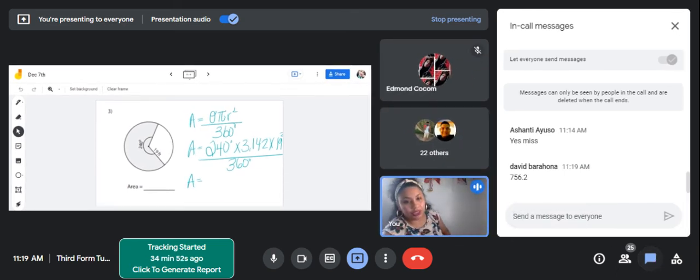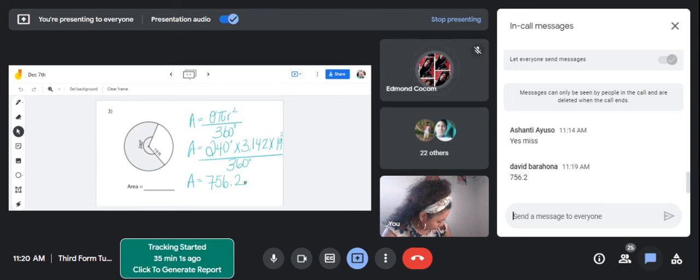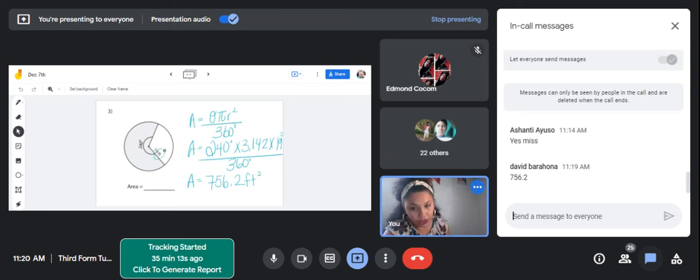Okay, I see one answer in the chat. Anybody else got that same answer? 756.2. Okay, did you guys round off to one decimal place? In this case, it is feet squared because you have feet over there, and then 1 dp. Any questions, guys? No, miss. Is it clear, or are you guys lost?